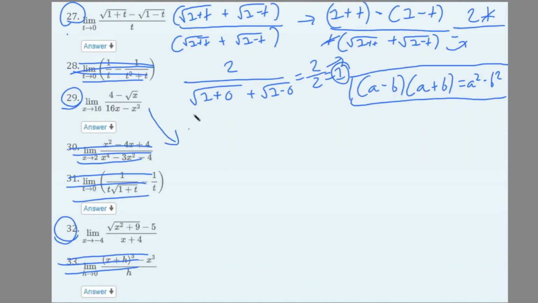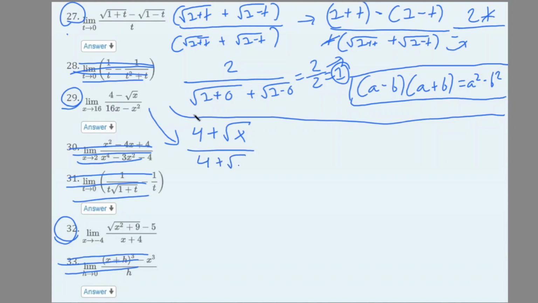Now let's move on to 29. Let's move it a little bit down here. For this, same thing as 27. Let's multiply by the conjugate. Let's multiply by 4 plus radical x on both the top and the bottom. When we multiply by 4 plus radical x, we get on the top 16 minus x. And then on the bottom, we get 16x minus x squared times 4 plus radical x.